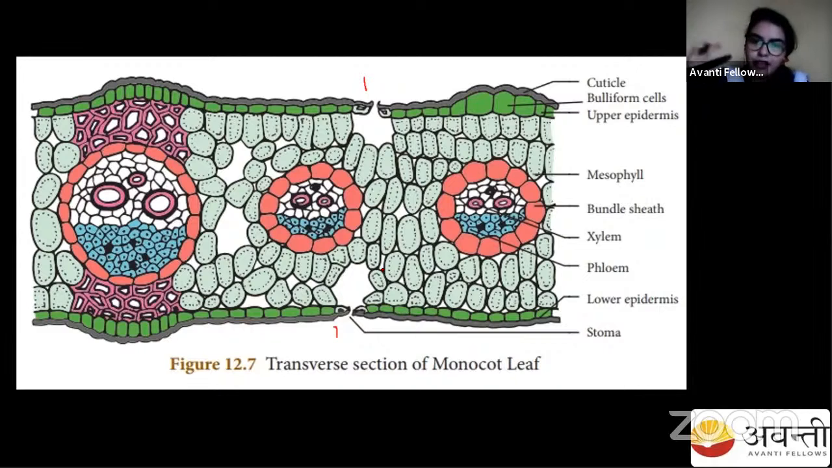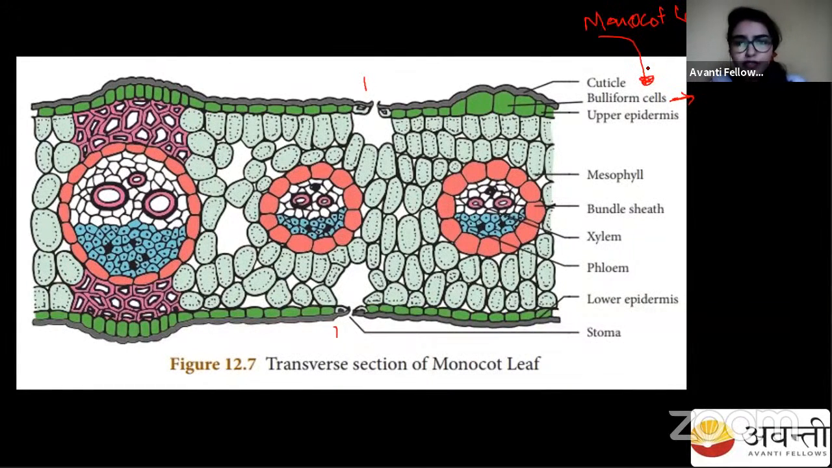There will be a very random but almost equal number of stomata, more or less. Now, apart from the normal epidermal cells, there are some special cells called bulliform cells. These bulliform cells are present in the epidermis of the monocot leaf. Remember, bulliform cells are present only in the monocot leaf.